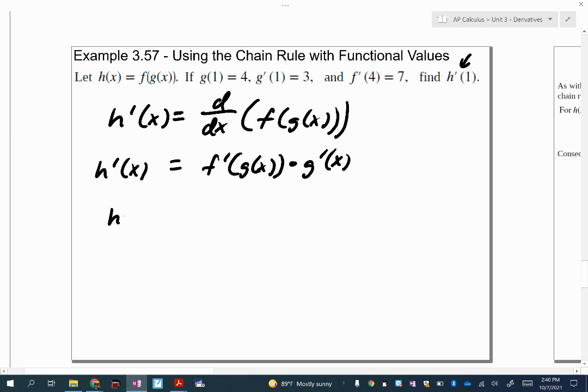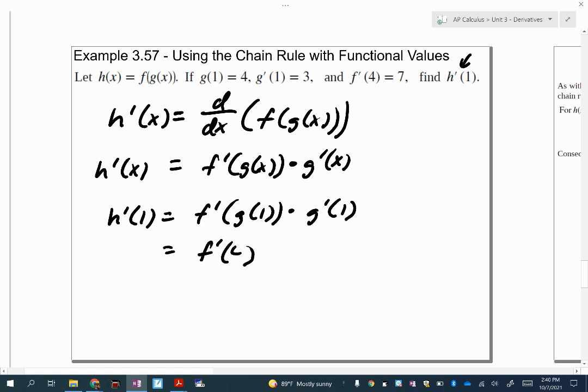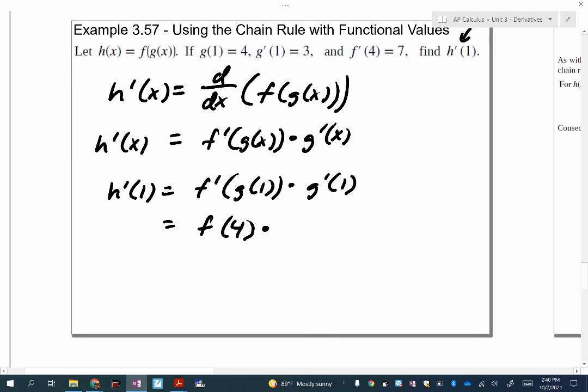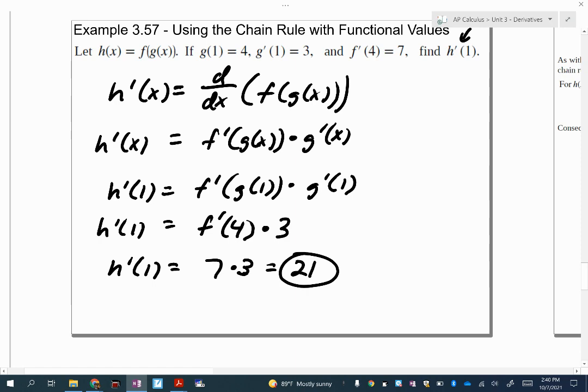All right, we're going to plug in 1 wherever you see x. So f prime of g of 1 times g prime of 1. So we can do that here. So g of 1 is 4. So it's going to be f prime of 4, times g prime of 1, which is 3. Okay, almost there. F prime of 4 is 7. So 7 times 3 is 21. So h prime of 1 is 21.